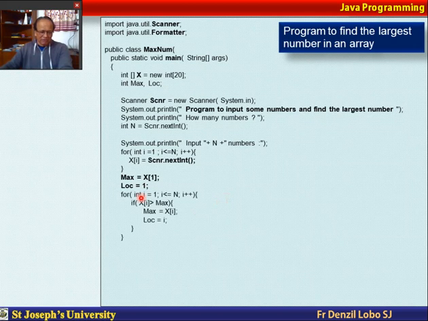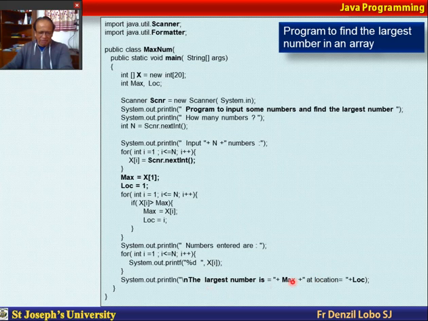Then here we input n numbers into this array, and then we assign the first number x of 1 to max and 1 to location, because the first number we consider to be max at the moment, and then we will go through the whole list and find the max number and assign it to max. So for i equal to, need not be 1, 2 to n you could do, and then if x of i is greater than max, you assign that number to max and the value of i, that is the location, to location. At the end of this section, max will contain the maximum number and location will contain the location of that number. So we again display the content of the array, and then the largest number is max at this location. So this is the complete program to find the maximum number in an array and its location.